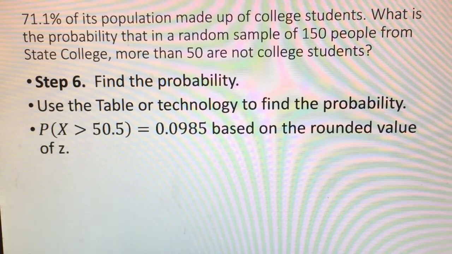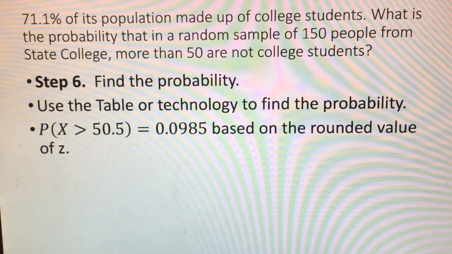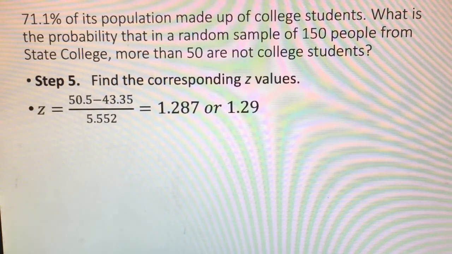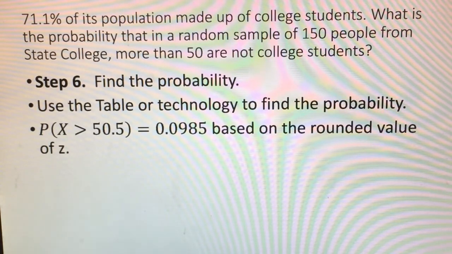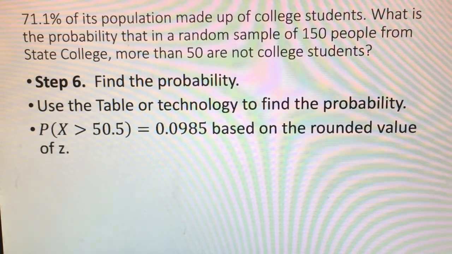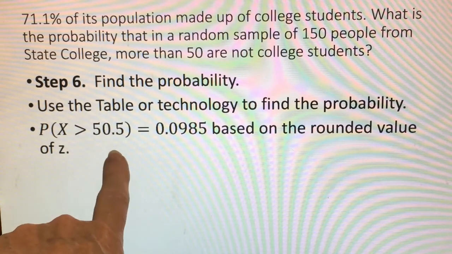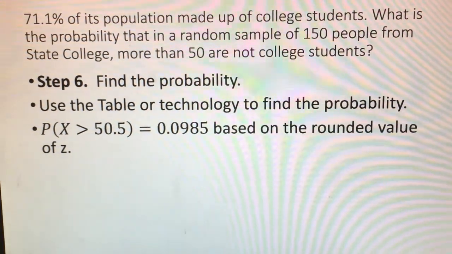If X is greater than 50.5, then that is the Z-score. That was the Z-score, I forgot it already, 1.29, and we get the probability is 0.0985 based on the rounded value of Z. Okay, so you could have gone either to the table or to your technology. So here we're finding the probability, which is the same thing as the area to the right.